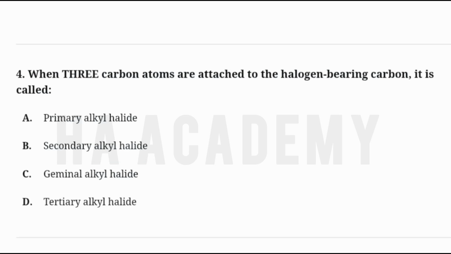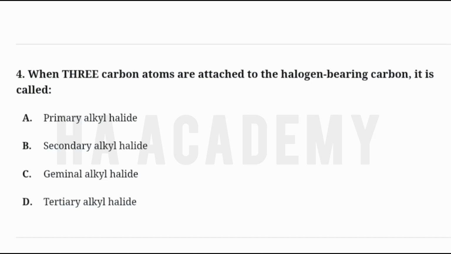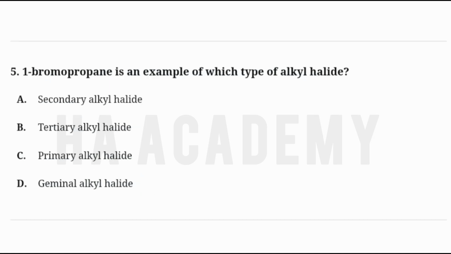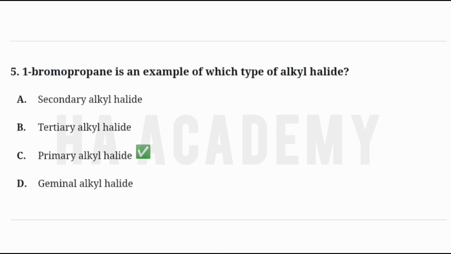When three carbon atoms are attached to the halogen bearing carbon, it is called... The correct answer is tertiary alkyl halides. 1-bromopropane is an example of which type of alkyl halides? The correct option is primary alkyl halides.